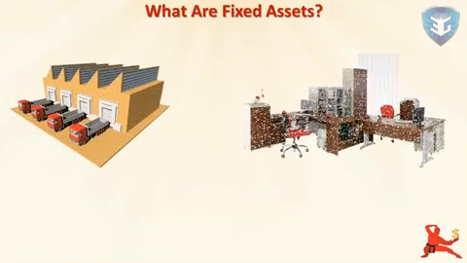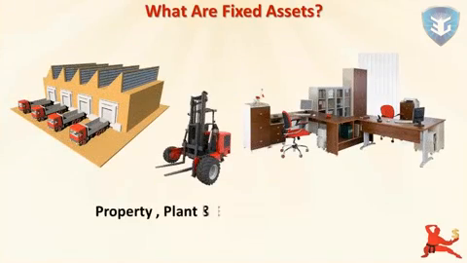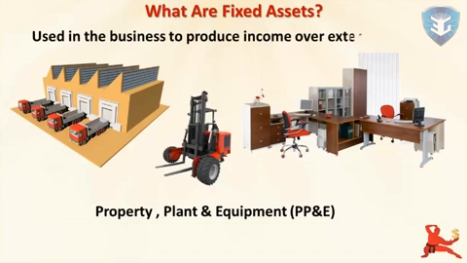Depreciation applies to fixed assets on your balance sheet. This group of assets is also called property, plant, and equipment, or PP&E for short. They are items that you buy to use in your business to help generate income for more than 12 months.